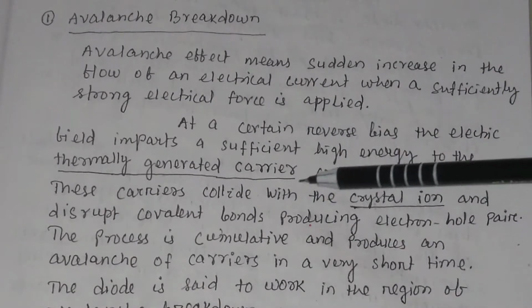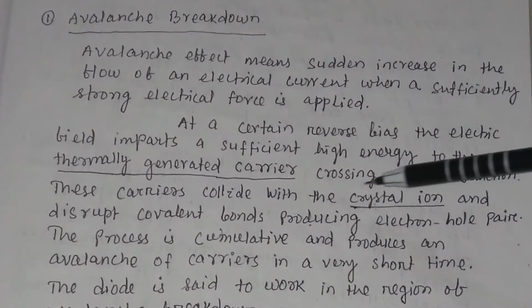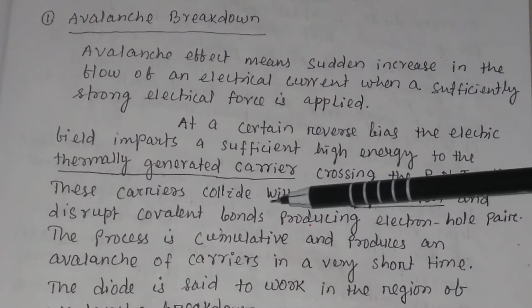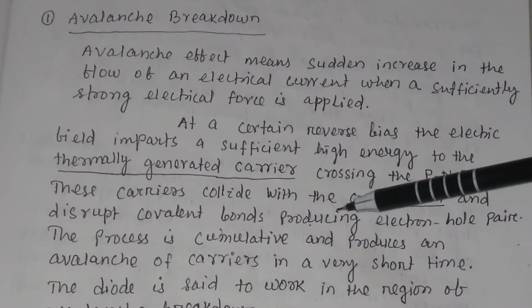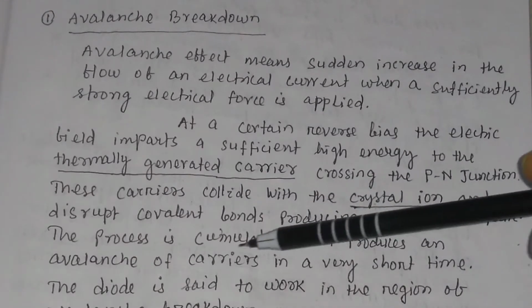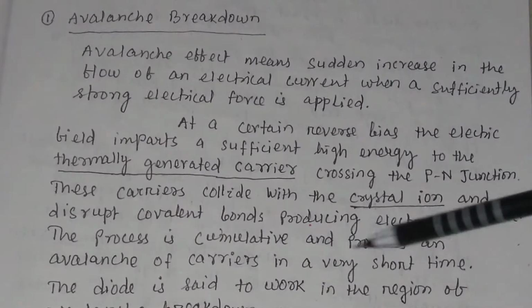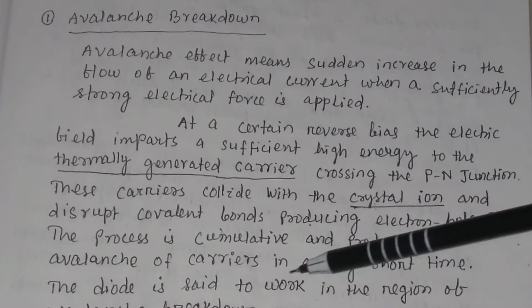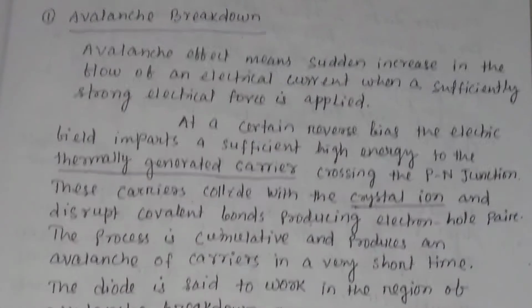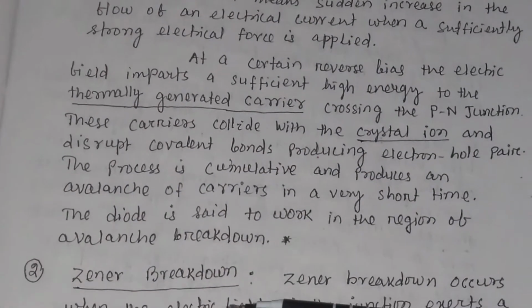These carriers collide with the crystal ion and disrupt covalent bonds, producing electron hole pairs. The process is cumulative and produces an avalanche of carriers in a very short time. This diode is said to work in the region of avalanche breakdown. But here we will only discuss about the Zener breakdown.